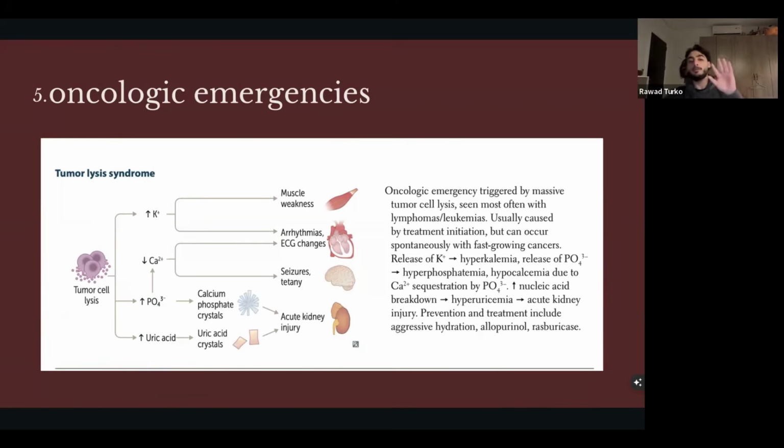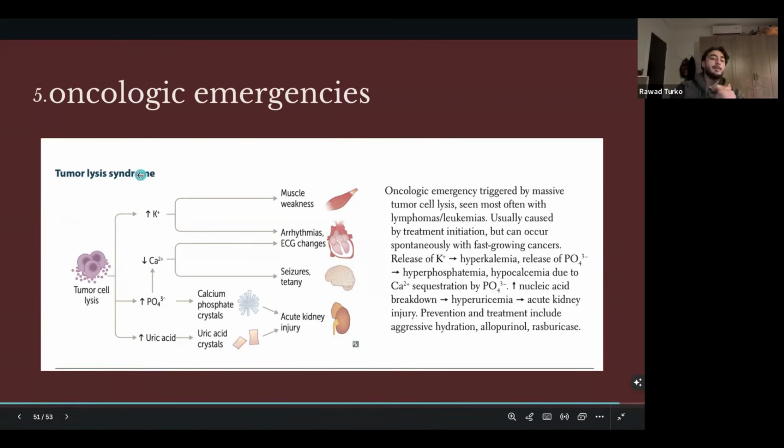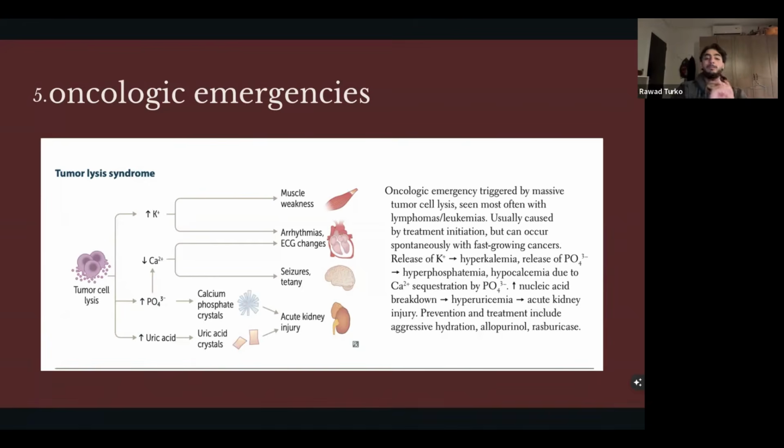Okay? But I just want you to remember these main four things. You're going to get hyperkalemia, hyperphosphatemia, hyperuricemia. Because of the hyperphosphatemia, you're also going to get hypocalcemia. So everything is high except for the calcium. The calcium is low. Okay?